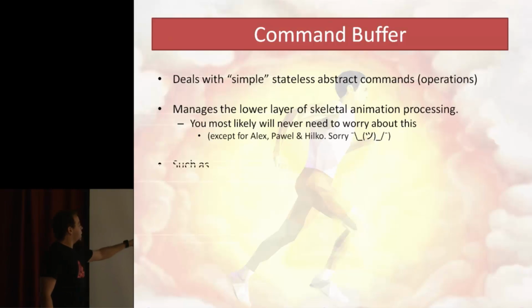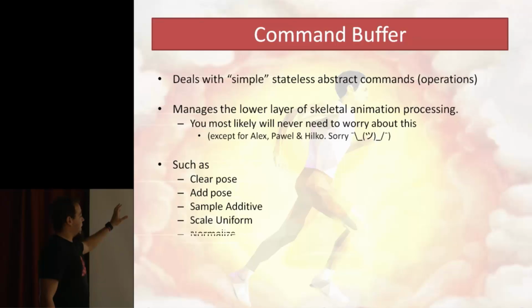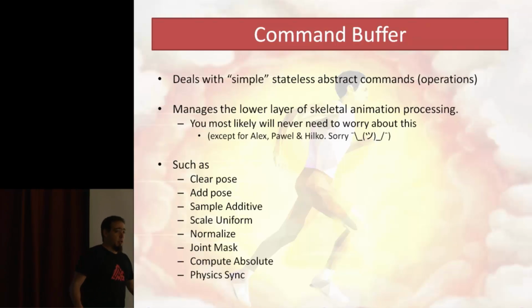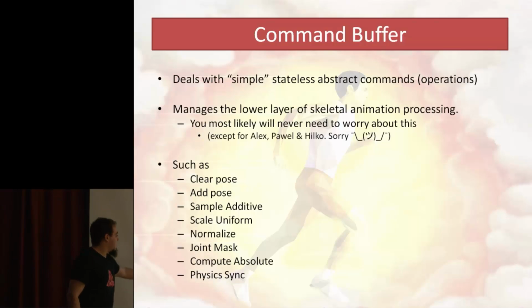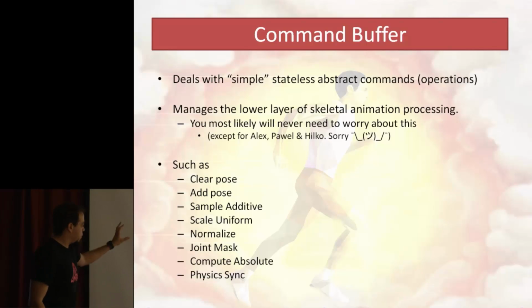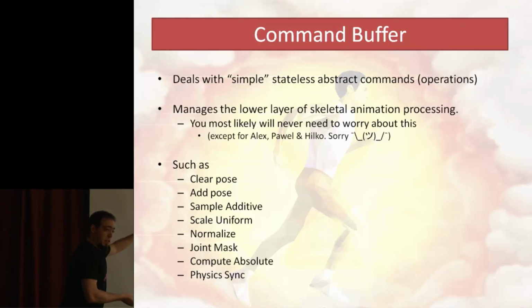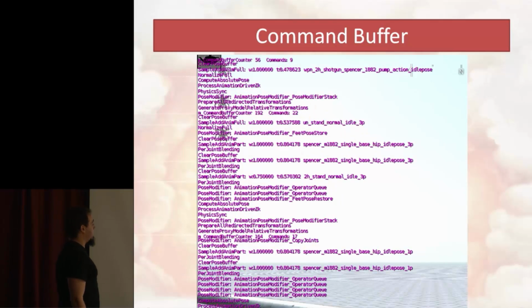Sorry guys. The stuff that it does is basically, even if you look at the CPP code, which I'm not going to show you, I promise, it's going to feel intuitive. It's going to clear the field completely, take the skeleton, go back to T-pose, add some stuff, sample some additive animation, scale it maybe, normalize it, mask some joint to just not animate it. It's doing simple, small, atomic things. Someone else has the responsibility of taking all of this and building a command for every character and passing it to the command buffer. Unless you're Pavel and Hilko, don't worry about this again.